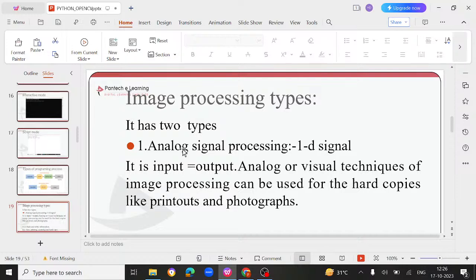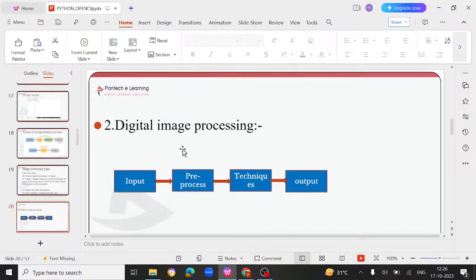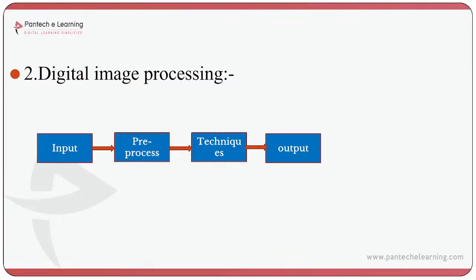Coming to digital image processing. In digital image processing it is possible to change the input data. See here, for digital image processing: input, pre-processing, techniques, and output. Input means images or videos. We are storing the data. Coming to pre-processing, pre-processing is nothing but resizing, reshaping, color conversions, and filter application.